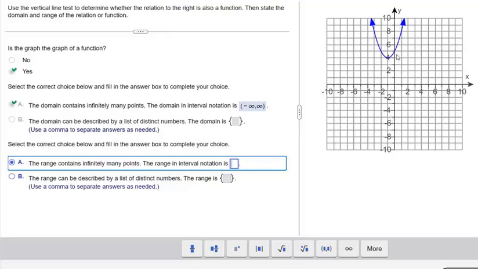The smallest y value that touches on this blue graph is at y equals 4. The largest y value, we never reach it. Y equals 10 is possible, 12 is going to be possible, 15 is going to be possible, 100 is going to be possible, so positive infinity, and then we need parentheses around infinity.